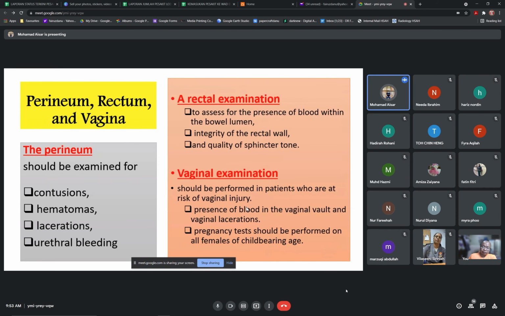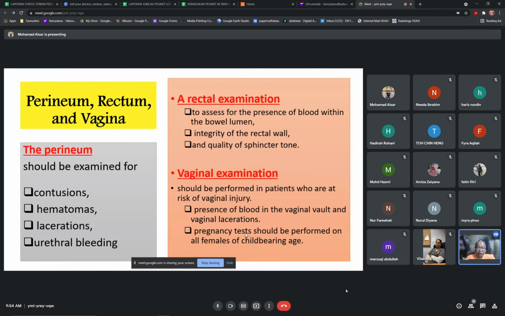Next, move on to perineum, rectum and vagina. Should be examined for contusion, hematoma, laceration and also urethral bleeding. Rectal examination is done to assess the presence of blood within the bowel lumen, the integrity of the wall and also the quality of the sphincter tone. For vaginal examination, we perform in patients that are high risk for vaginal injury. So detect any presence of blood in the vaginal vault and also any laceration. Don't forget to do pregnancy test also.